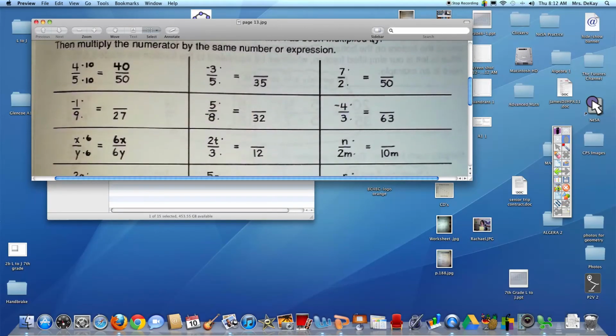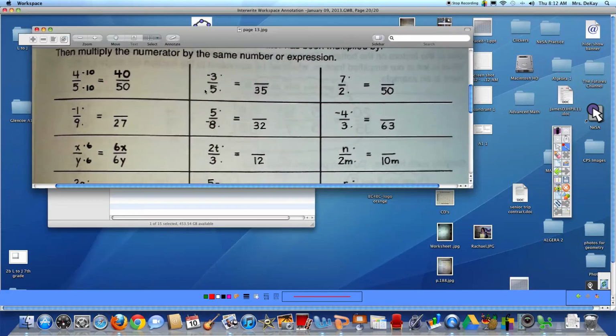So here you know what you want the denominator to be. 5 times what is 35? 7. So these would both be 7s. So negative 3 times 7 is? Negative 21. You know what you want the denominator to be. 50. So 2 times what is 50?